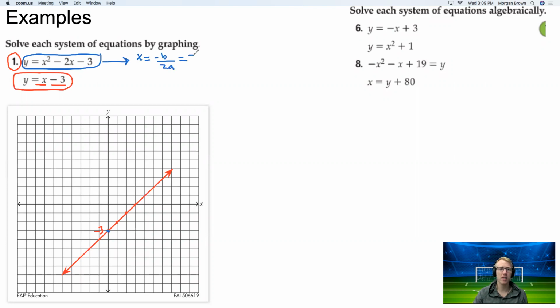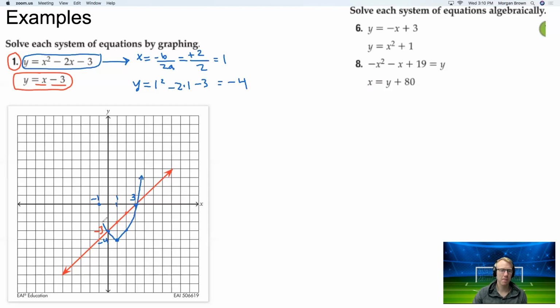So we can put in here a negative of a -2 becomes +2 over 2, which equals 1. And then for the y coordinate, we're going to plug this value of 1 into the equation. So we're going to have 1 squared minus 2 times 1 minus 3. So 1 minus 2 minus 3 is going to be -4. So the vertex is over 1 and down here at -4. And then from here, you know how to graph: over 1, up 1, over 2, up 4, backwards and up. So the intercepts are going to be at -1 and +3. And then we can draw in our parabola.